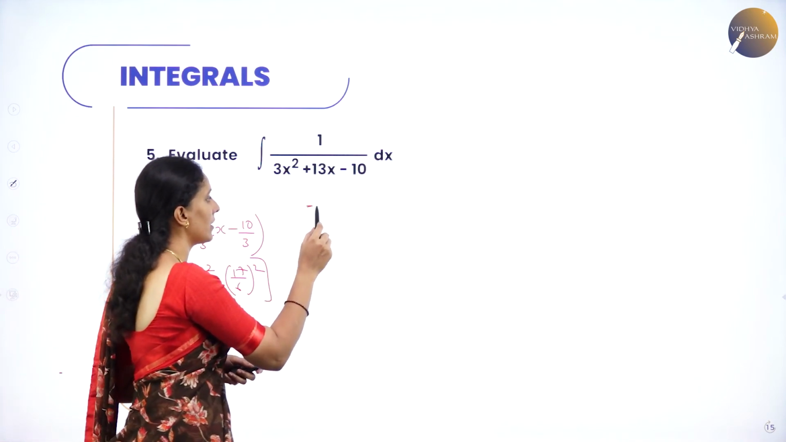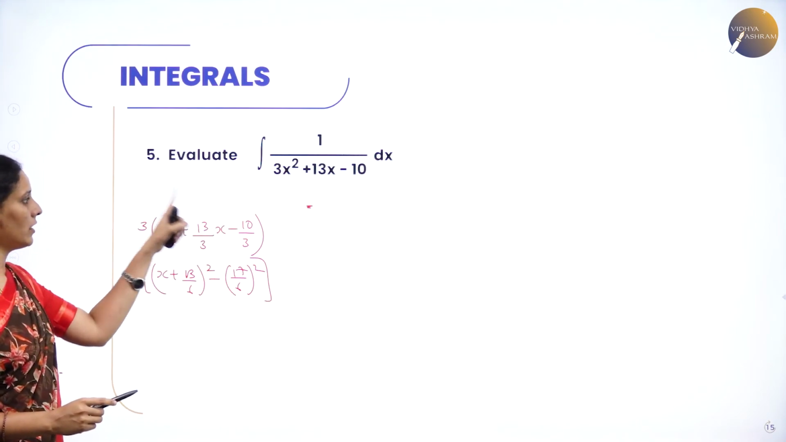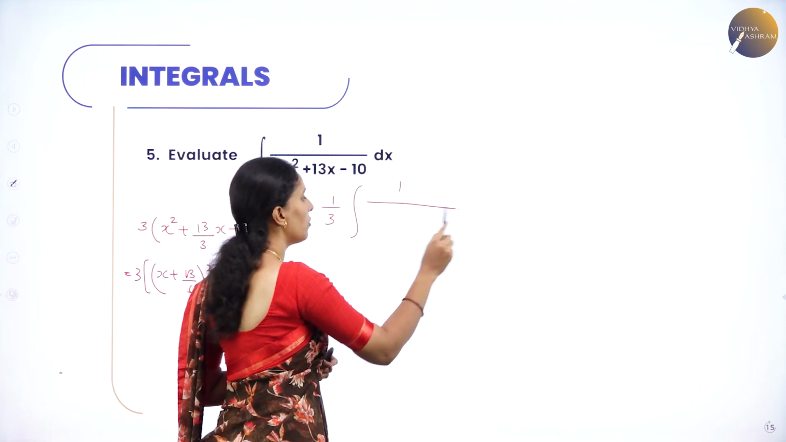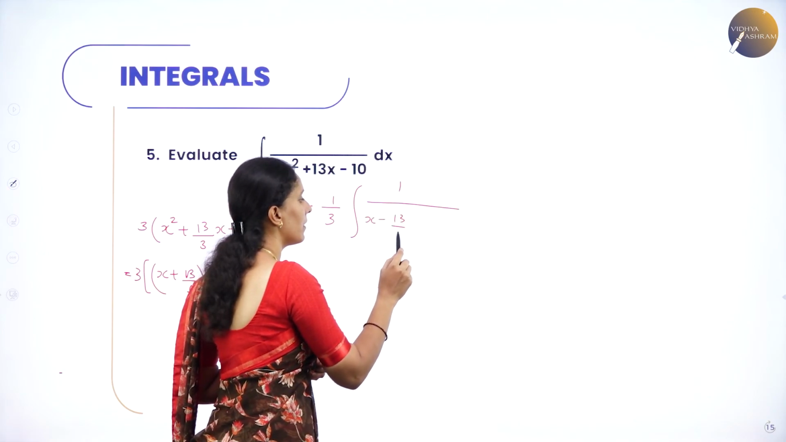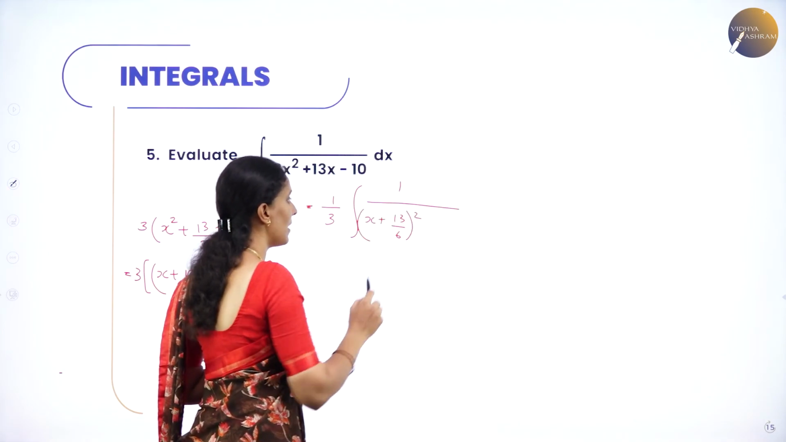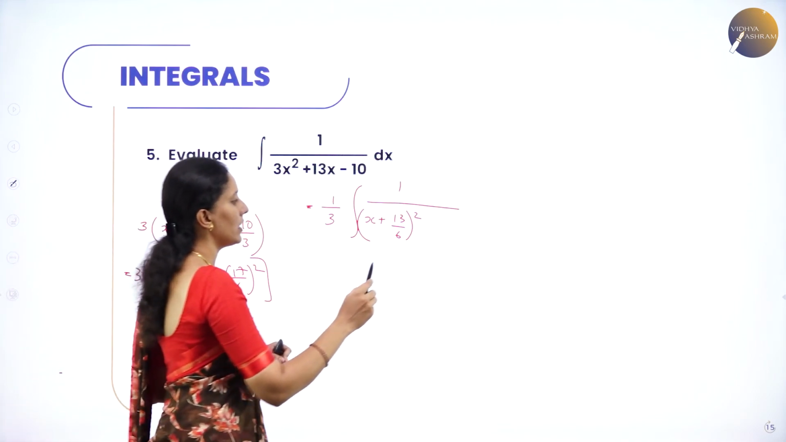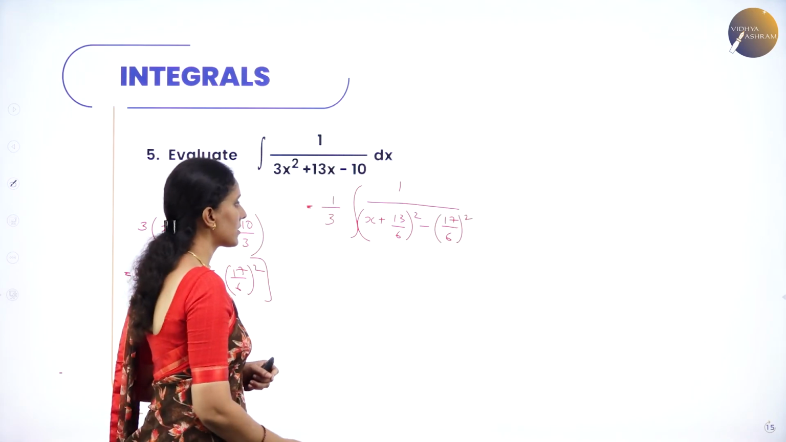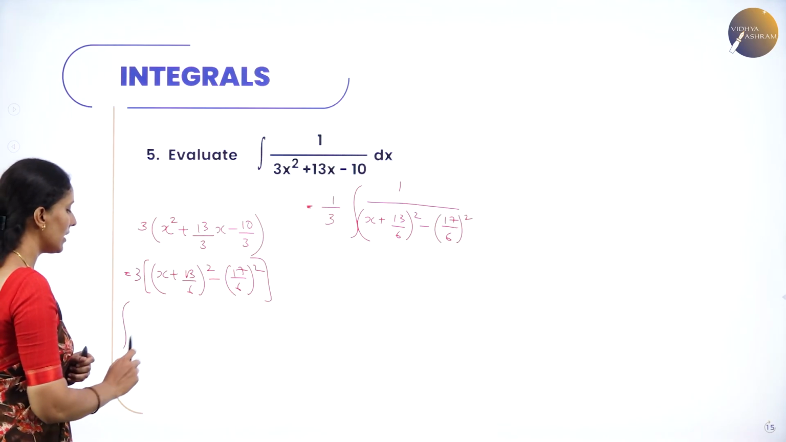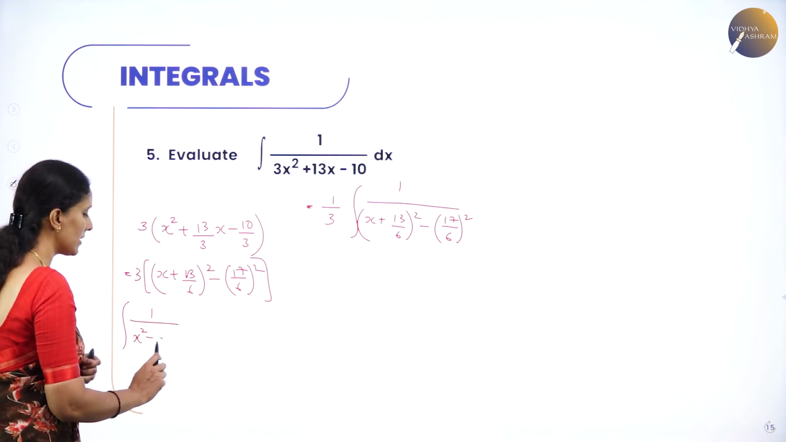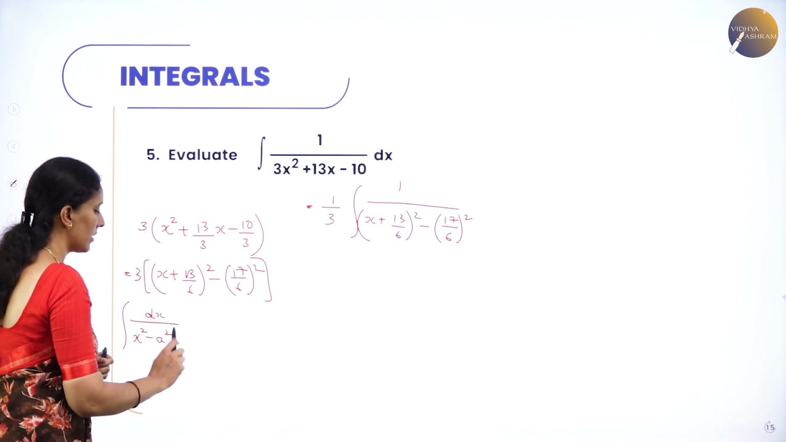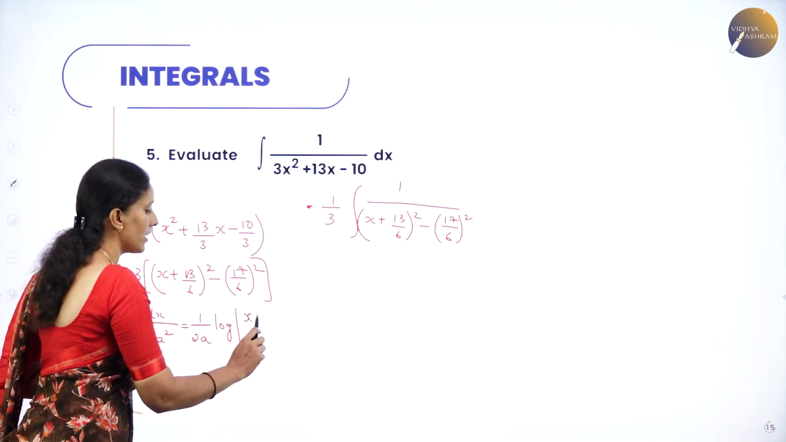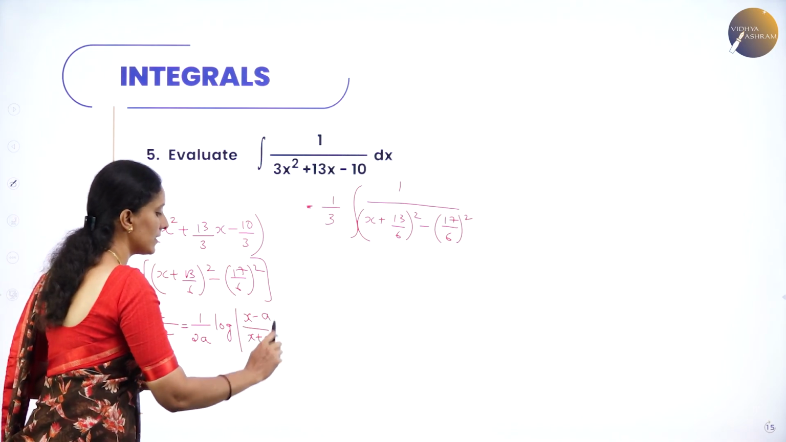Now here I can rewrite this. We have 3 as a constant, so we can write 1 by 3 outside. Now this becomes the integral of 1 over (x plus 13 by 6) whole square minus (17 by 6) whole square. Next, what happens if the integral is in the form of 1 over x square minus a square with respect to dx? This becomes 1 by 2a log of (x minus a) by (x plus a) plus c.